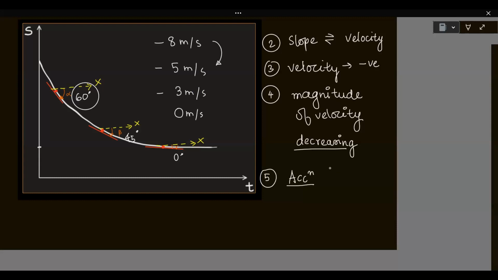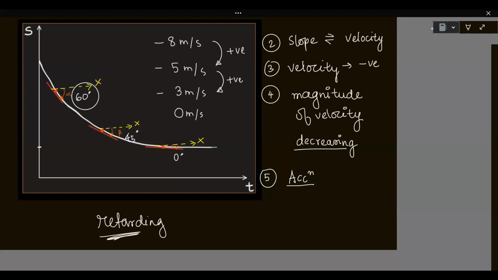What kind of acceleration will cause this? It will be a positive acceleration, because the car is slowing down. The car is a retarding car, because, I told you many times, the magnitude of the velocity is decreasing.